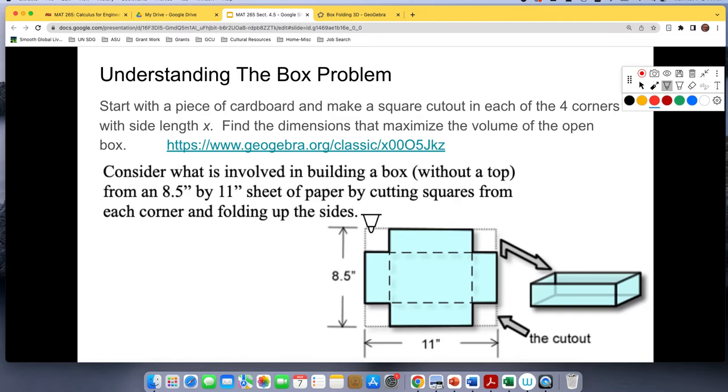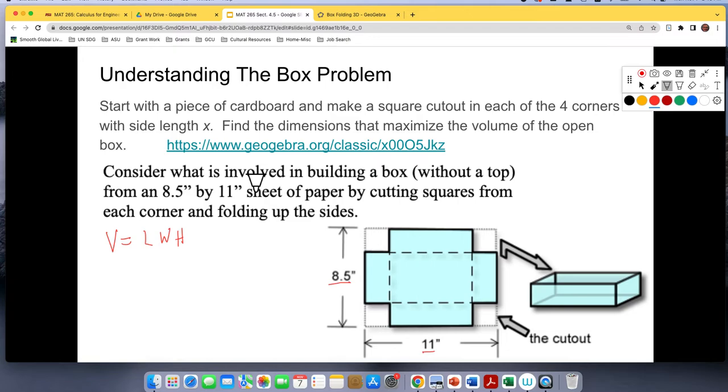And let's see, how would I... so in this particular case, I started with a piece of paper that's 8.5 by 11. So how would I get the volume of the box? If I've got a box, how do I calculate its volume? Length times width times height. So that's the first thing we have to pull out of our memory, some sort of formula: length times width times height, okay?